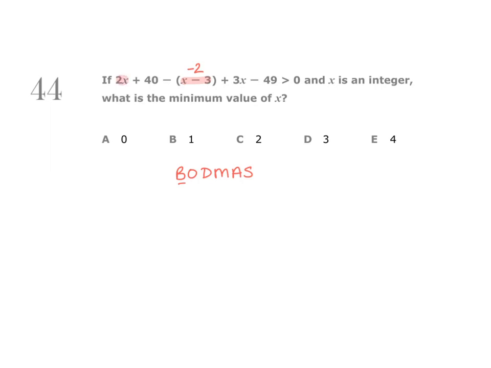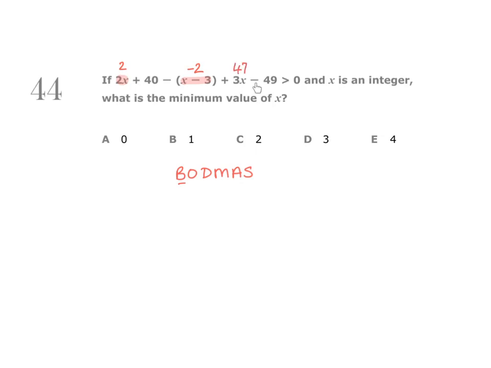2x would of course be 2 lots of 1, which is 2. 2 plus 40 would be 42. If we subtract minus 2 from 42, then this would give us 44. To that 44, we need to add 3 more, 3 lots of x. So 44 plus 3 makes 47.